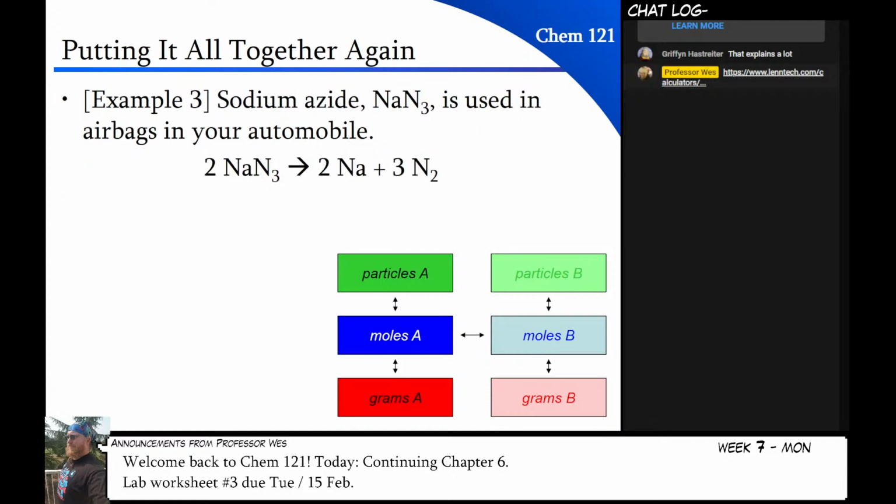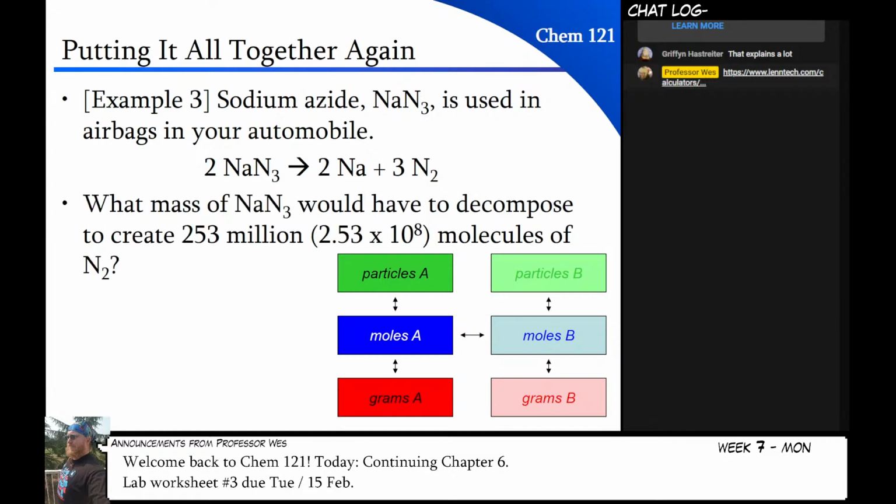All right, I'm going to give you this reaction, and what I want you to do here is tell me what mass of sodium azide would decompose to create 253 million molecules of nitrogen. Now, this seems like a really big number. This is a lot of molecules, right? But keep in mind how many molecules are in 1 mole, and then how many grams are in 1 mole of that. So what we're asking for here is how much of this would make this known amount.